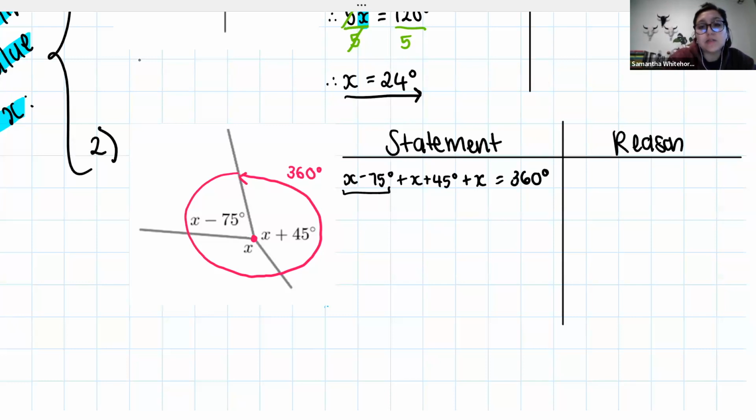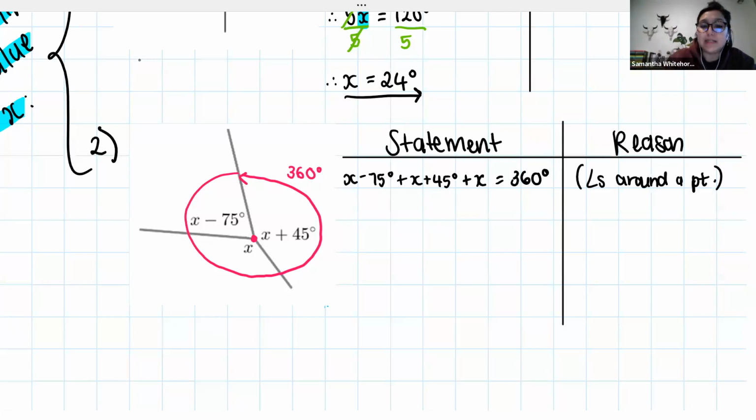So all I did was I added the 3 angles that I was given because I knew that they must give me 360 degrees. My reason, angles around a point, or like I say, as long as your teacher has given you an appropriate other reason, I really don't mind.